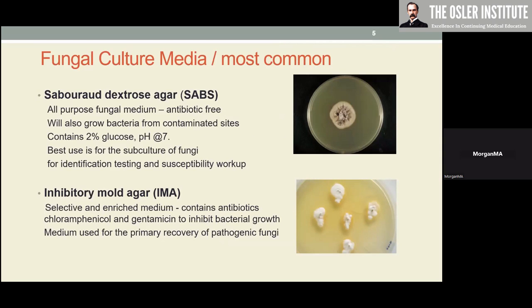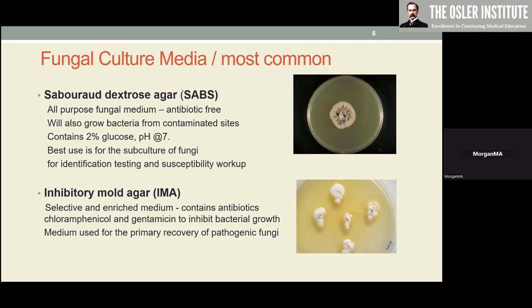What are the most common fungal medias used? Well, by far the one that's been used most over the last few decades is Sabouraud's dextrose agar, known as SABS. It's an all-purpose fungal media that does not have any antibiotics. Because of that, bacteria can also grow on this media. It contains 2% glucose and a pH of 7. Because there are no antibiotics and bacteria can sometimes contaminate cultures, this agar is best used for the subculture of fungi and for identification, testing, and susceptibility workup preparation.